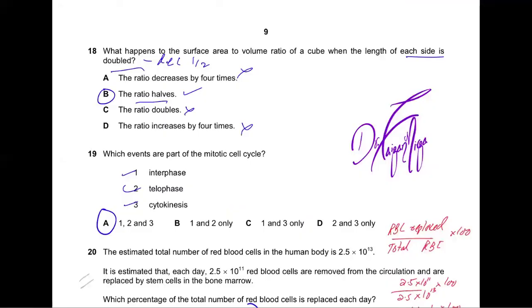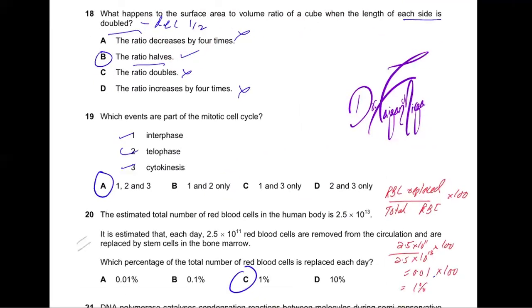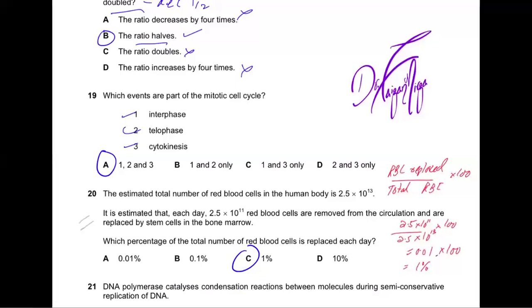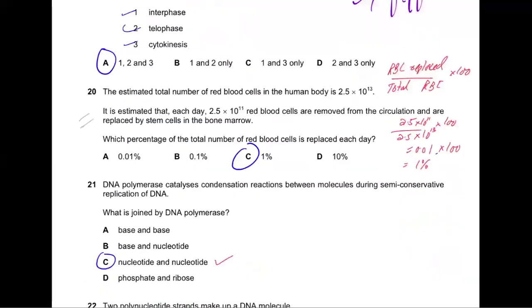What happens to the surface area to volume ratio of a cube when the length of each side is doubled? It decreases by half, because when you increase the size, the surface to volume ratio becomes halved. So that's a fact, and that again comes as B. Which events are part of the mitotic cell cycle? In the mitotic cell cycle, all these phases are there, 1, 2, and 3.